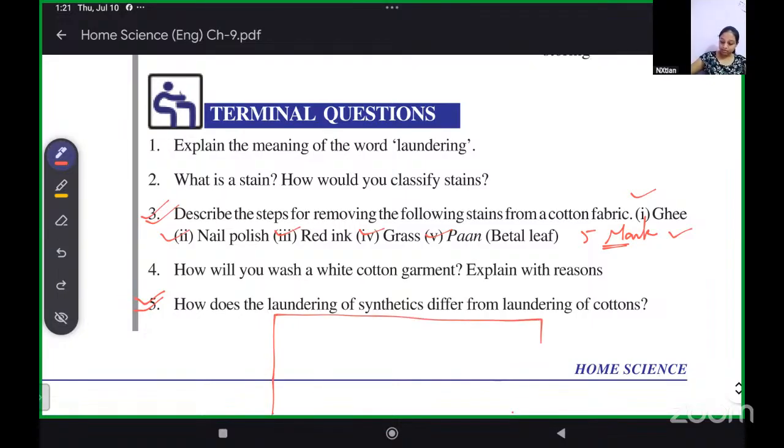We prepare a table. Okay, two columns, and we draw a line like that. Then here you write laundering of synthetics. Here you write laundering of cottons, full form. Then here you can make another small column of scope.